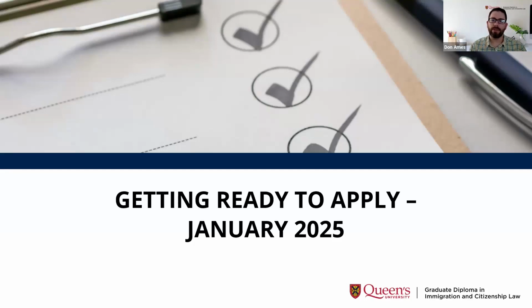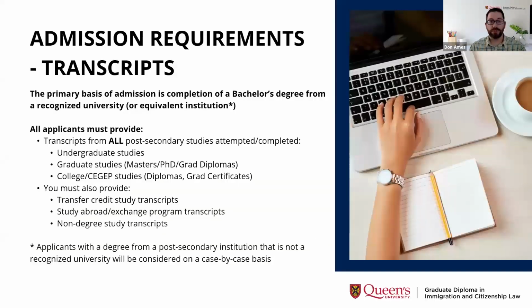But let's go ahead and talk about the application process and specifically the admission requirements for our program. So this is broken down into two different sections. The first section is documents that every single applicant needs to provide. The other section is documents that many applicants need to provide, but not all. So let's go ahead and take a look at the things that everybody needs to provide first.